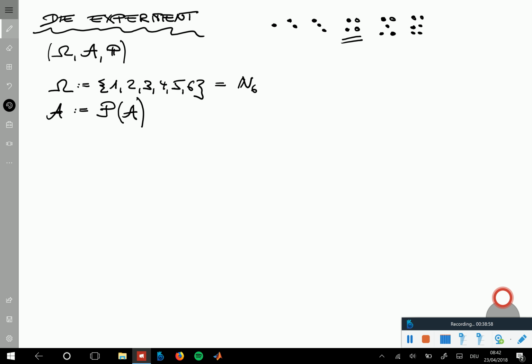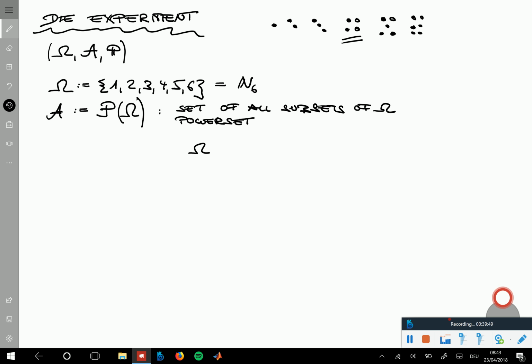So we define the sigma algebra as the power set of omega, where with the power set we mean the set of all subsets of omega. That's really what a power set means. And the good thing is, if your original set from which you evaluate the power set is not too large, then you actually can write everything down. So I don't want to do it now for the set with 6 entries. Let's go for a smaller one.